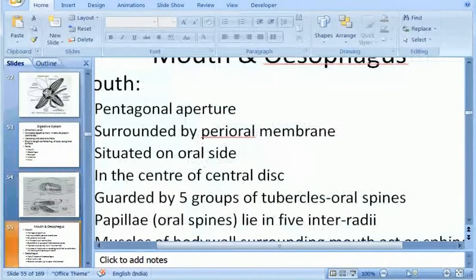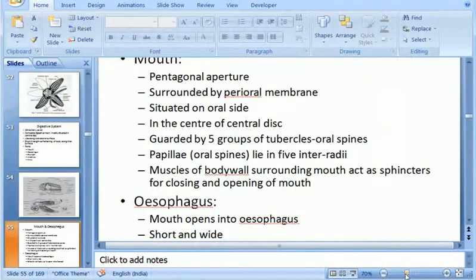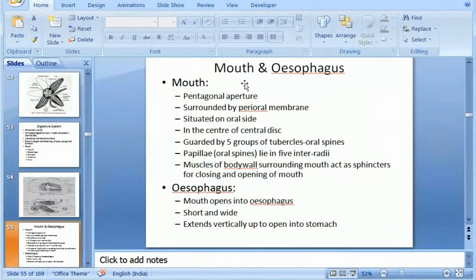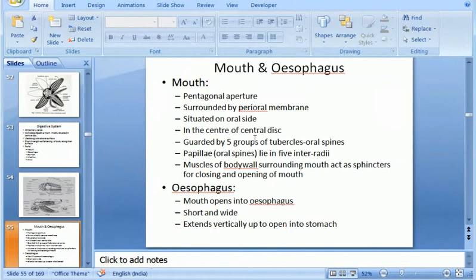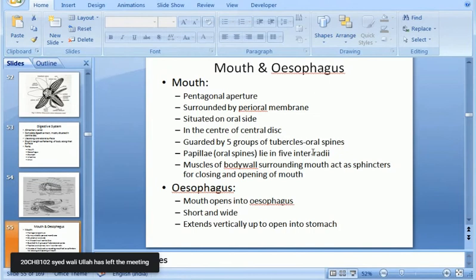So coming back to the text part now, since it is a complete digestive system, we start with the mouth here, which is a pentagonal aperture. It is surrounded by perioral membrane. It is situated on the oral side, as we have discussed. It is situated in the center of the central disc part, and it is guarded by five groups of tubercles or oral spines.